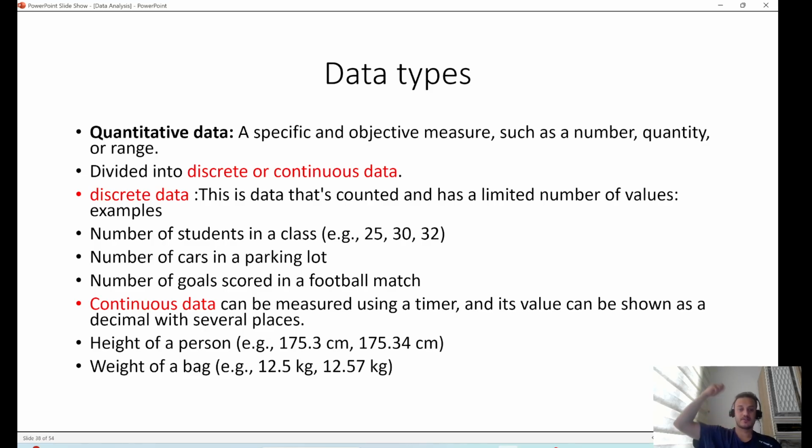Continuous data can be measured, not counted, like the height or the weight of a bag. It is a number and it is measured. Discrete is a number and it is counted.